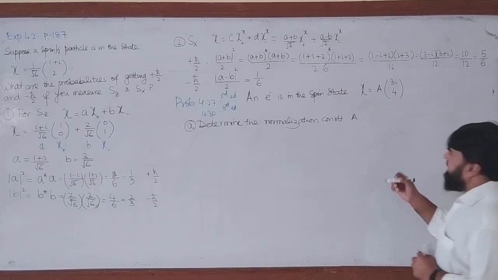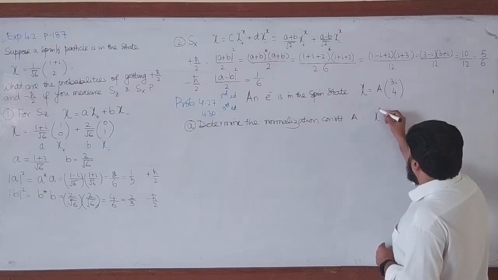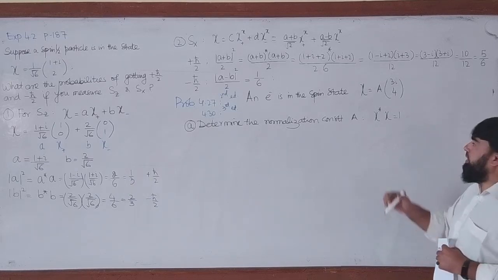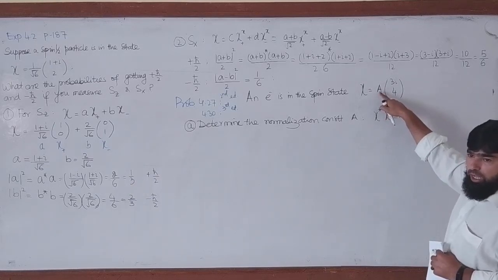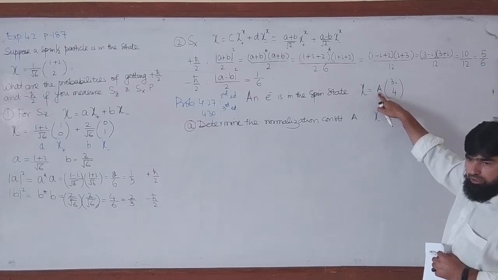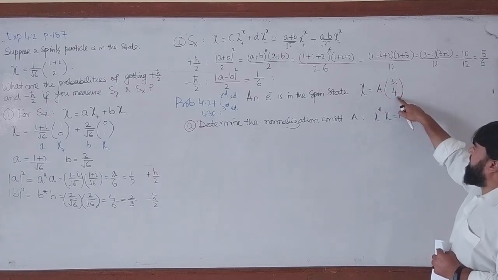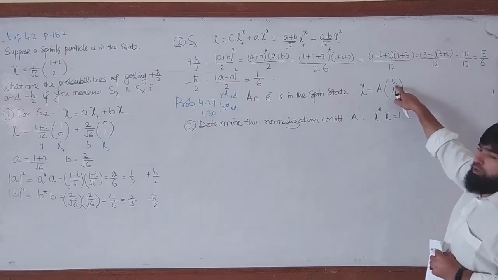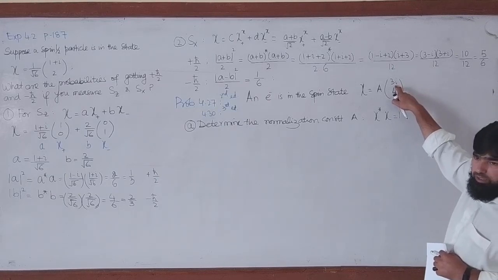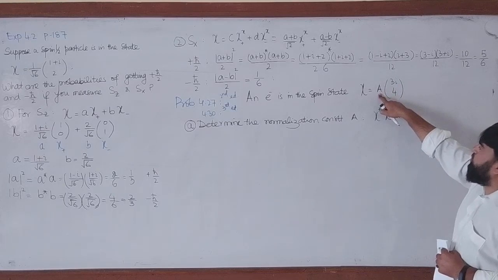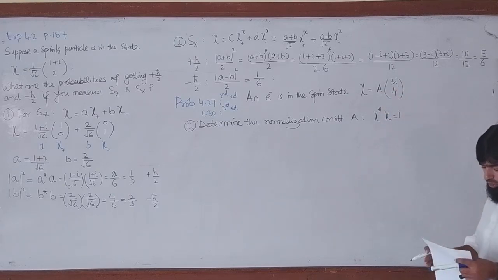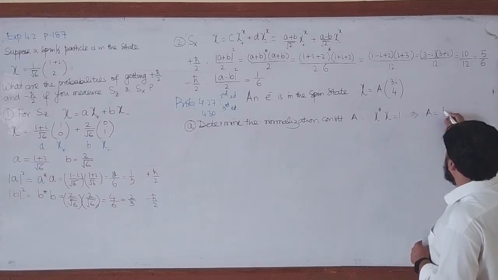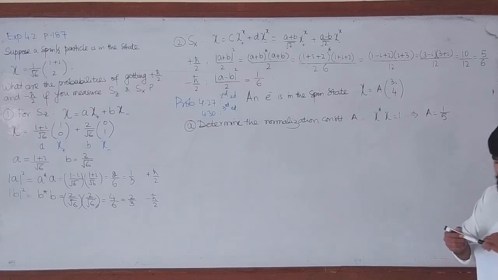It's very easy. Just do chi conjugate chi equals 1. So what will it become? When you take the conjugate of this one, A will become A conjugate. This column matrix will convert into a row matrix transpose, and 3i will become minus 3i. You will multiply this one and this one, and you will get the normalization constant A equals 1 over 5. It's very easy.